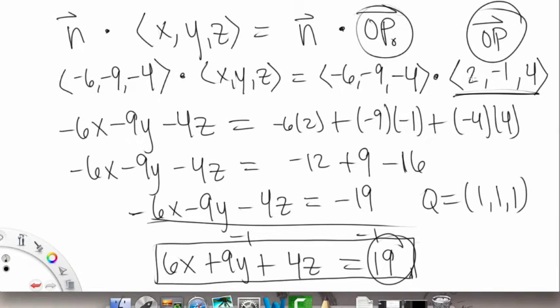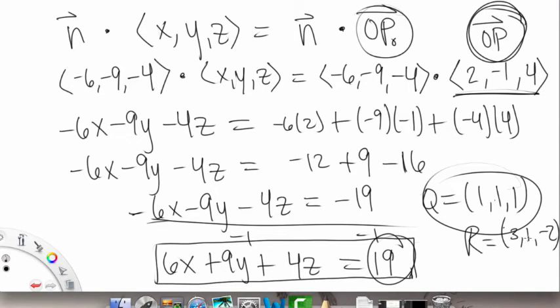But anyways, so the point is, you're going to get an equation of the plane, and you didn't have to use just point P. You could have used point Q and gotten the same thing, or even point R, which we started with, which is 3, 1, -2. And you could have gotten the same answer as well. Okay? So anyway, so this is our answer, and now on to the next question.